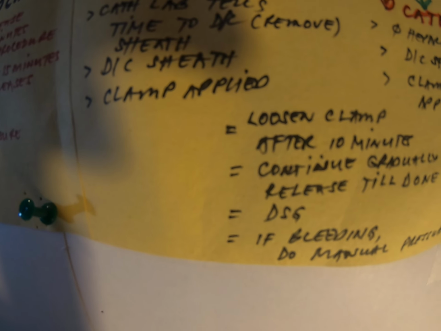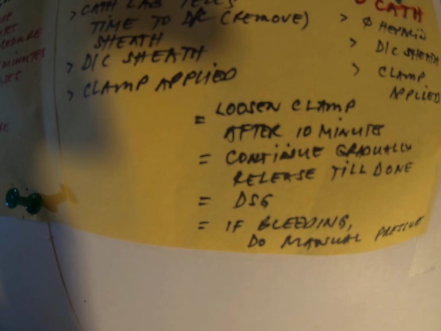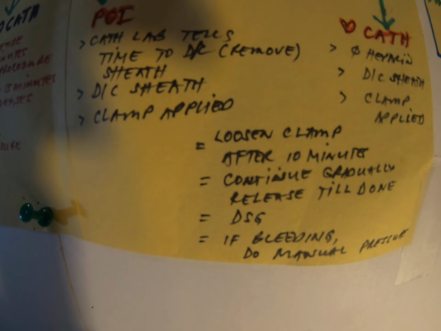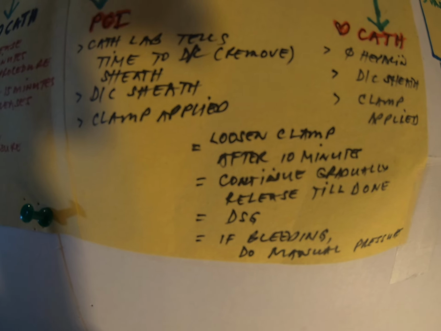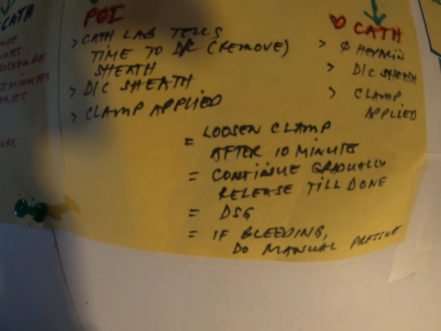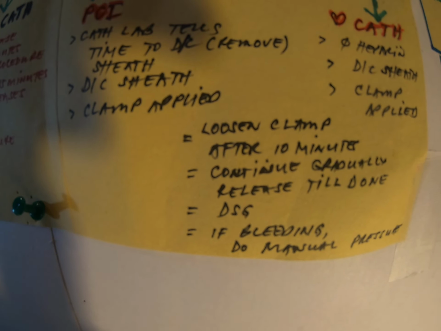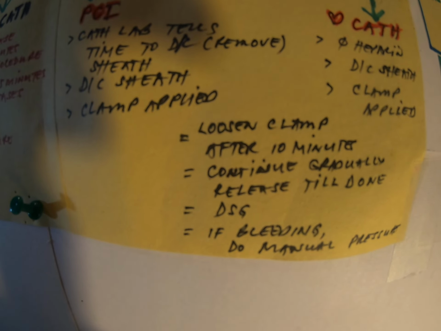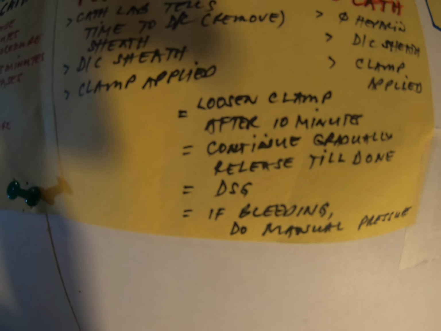Be sure that your checks and everything are always done, your pulses. For the radial approach, you will be using your radial pulse and ulnar pulses. But for your femoral, you'll be using your dorsalis pedis and your posterior tibialis pulses for pulse checks.